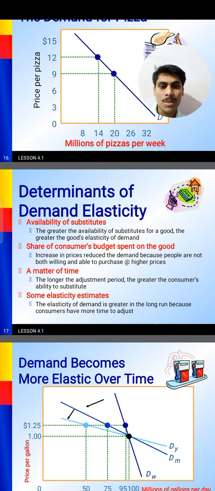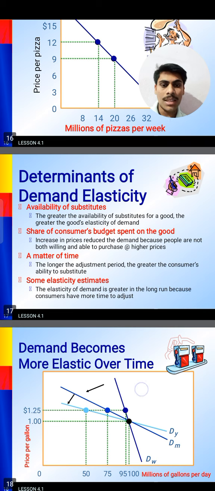The availability of substitutes says that the greater the availability of substitutes for a good, the greater the good's elasticity of demand. Share of consumers' budget spent on the good: increases in prices reduce demand because people are not willing and able to purchase at higher prices. And a matter of time: the longer the adjustment period, the greater the consumer's ability to find a substitute.